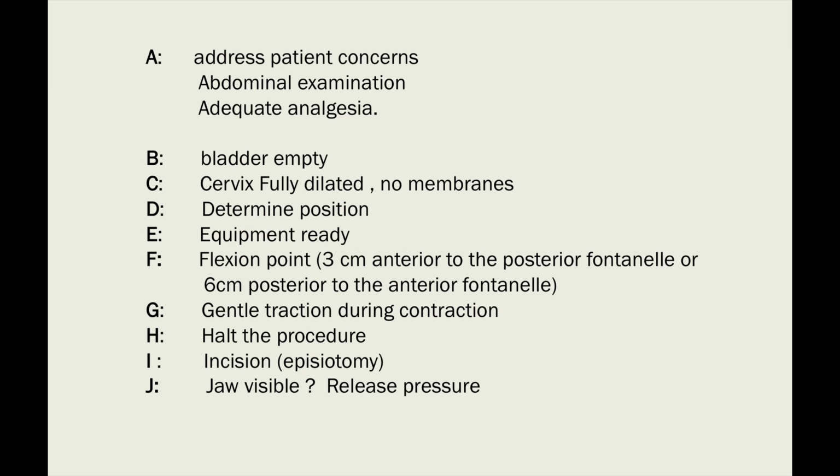The letter F stands for flexion point. I will show you soon where is the flexion point on the doll. So if we have the sagittal suture, like if its length equals 9 centimeters, we divide it into 2 parts, like anterior 6 centimeters and posterior 3 centimeters, and the flexion point is the junction between them. So the flexion point lies exactly 3 centimeters in front of the posterior fontanelle, or 6 centimeters posterior to the anterior fontanelle. I will show you the flexion point soon.